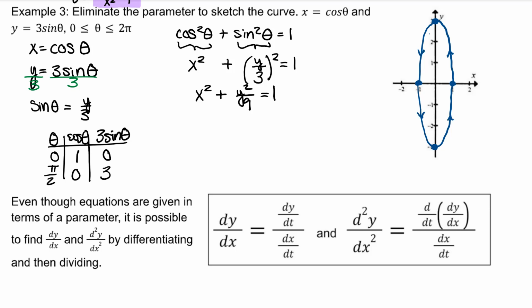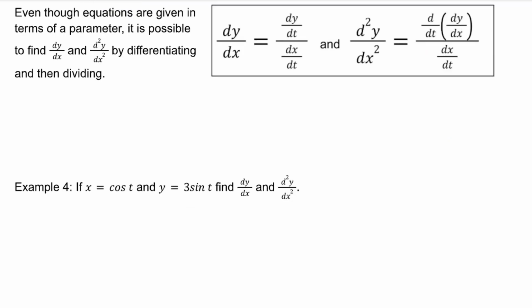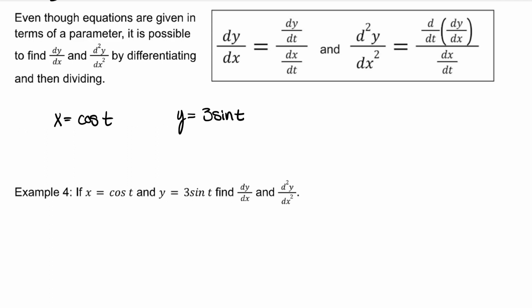Even though equations are given in terms of a parameter, it is possible to find dy over dx and the second derivative of y with respect to x by differentiating and then dividing. Here are our formulas. If x equals cosine t and y equals 3 sine t, find dy dx and the second derivative of y with respect to x. First, I'll derive each of these with respect to t.